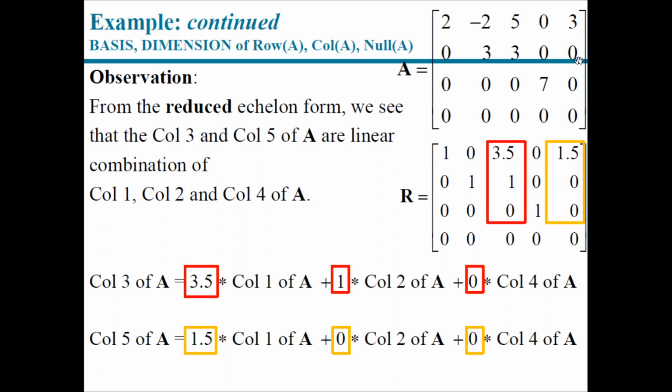For column 5 of A, these are the coefficients of dependence. It's 1.5 times the first linearly independent column, which is column 1, plus 0 times the second linearly independent column, which is column 2, plus 0 times the third linearly independent column, which is column 4. Simple. So that's how you get your linearly dependent columns as linear combinations of linearly independent columns. Cute. Everything from the reduced echelon form.